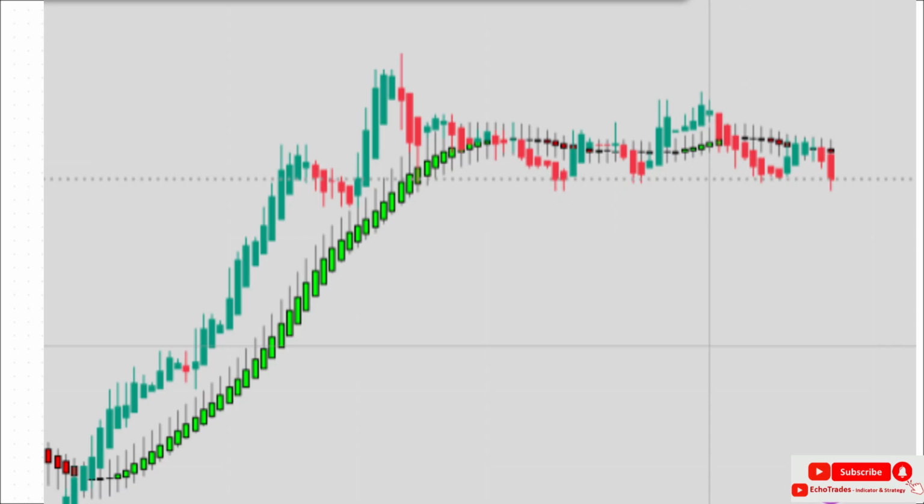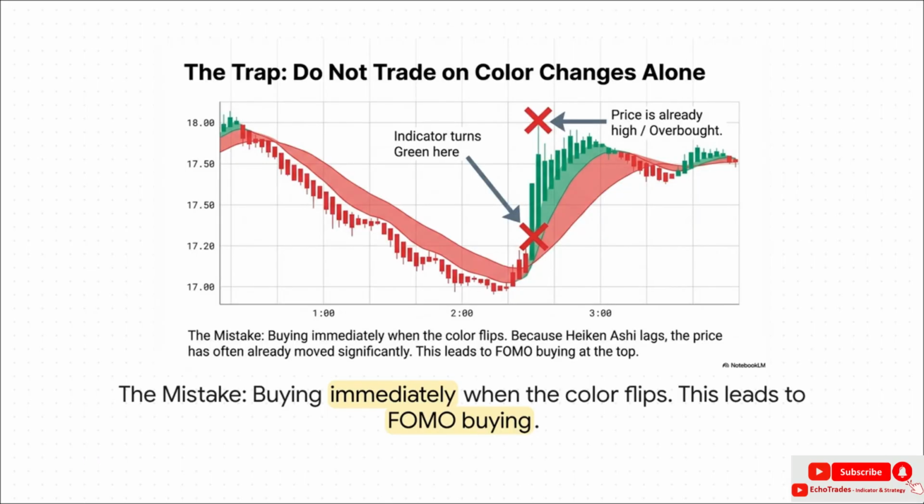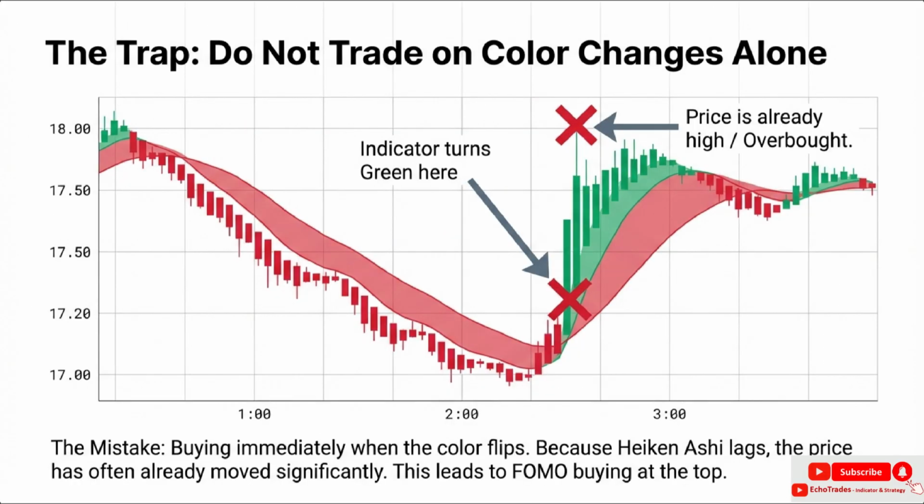And here it is, the second major trap. Because Heiken Ashi is an average, it always lags a little bit behind the real price. So what do tons of traders do? They see the indicator flip from red to green and they jump in immediately, blinded by FOMO. But look what happens. By the time that color flips, the price has often already made its big move. This is a recipe for buying at the absolute worst possible time.